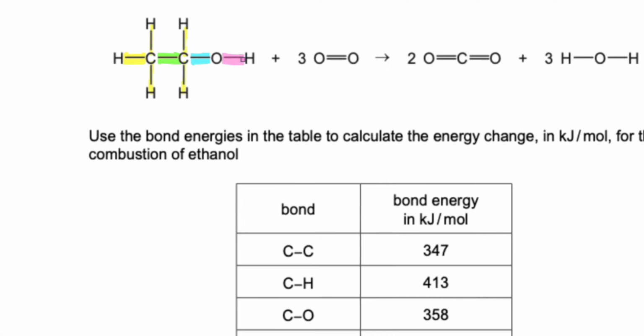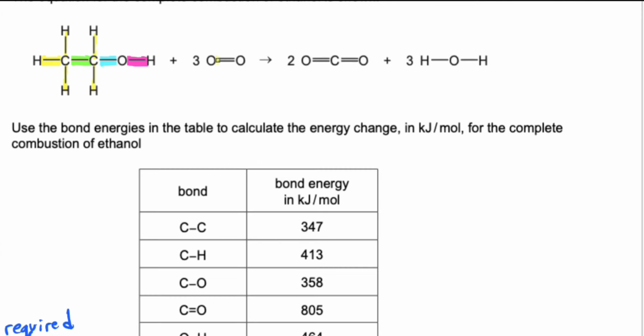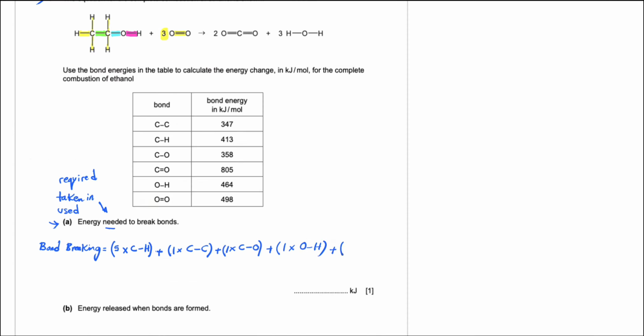One bond between oxygen and hydrogen, so plus 1 times the bond between oxygen and hydrogen. Finally, we have a double bond between oxygen and oxygen, and that's repeated 3 times. So plus 3 times the bond between oxygen and oxygen.